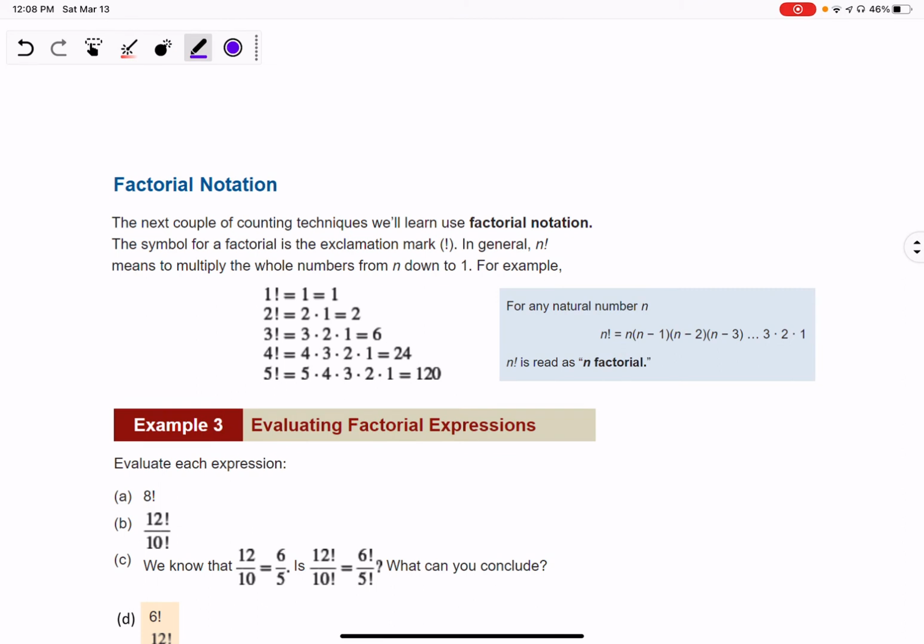The next couple of counting techniques we'll learn use factorial notation. The symbol for factorial is the exclamation mark. In general, n factorial means to multiply the whole numbers from n down to 1.